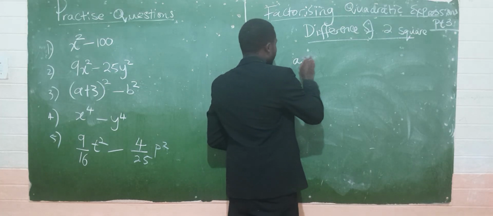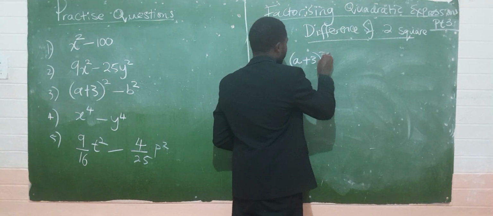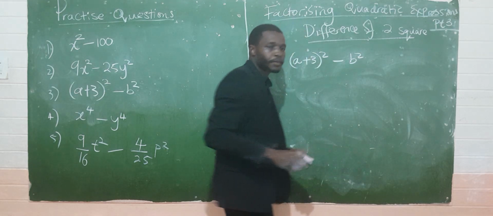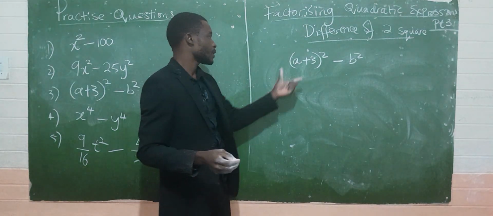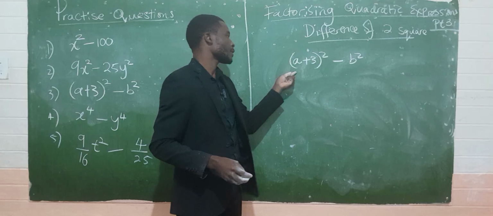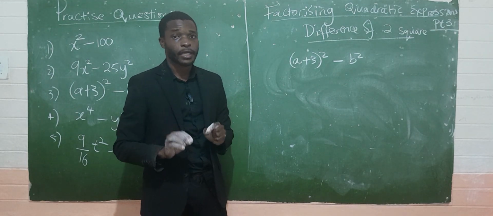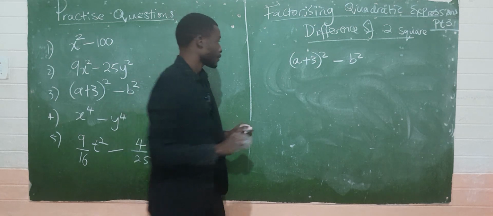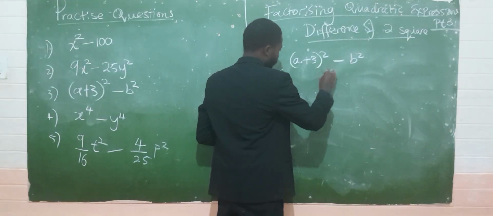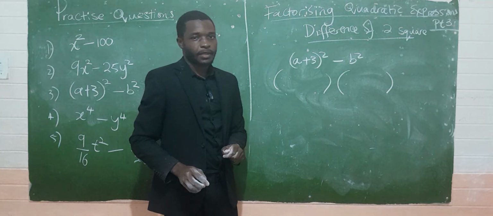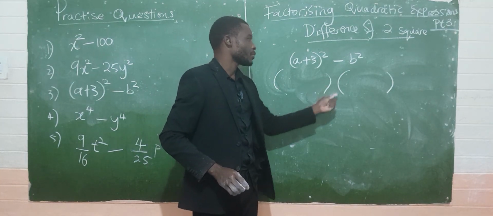There we have (a + 3) squared minus b squared. Still one and the same thing, that's a difference of two squares. Well, this is a square number and this is also a square number. So let's go ahead and open our two brackets. Please don't put any sign in between.